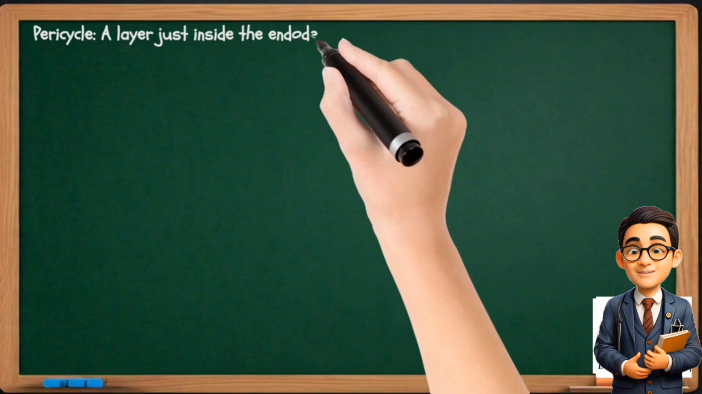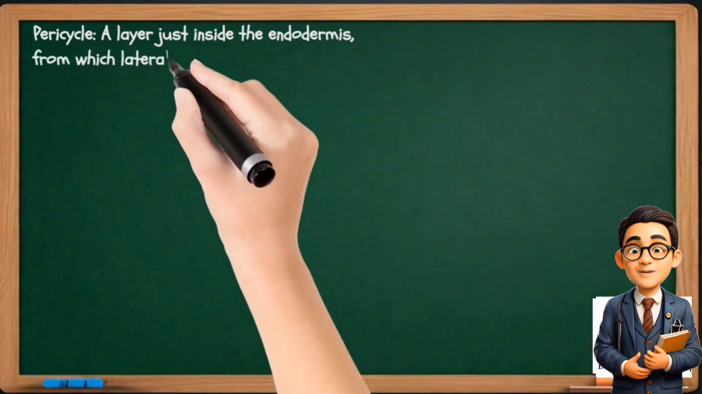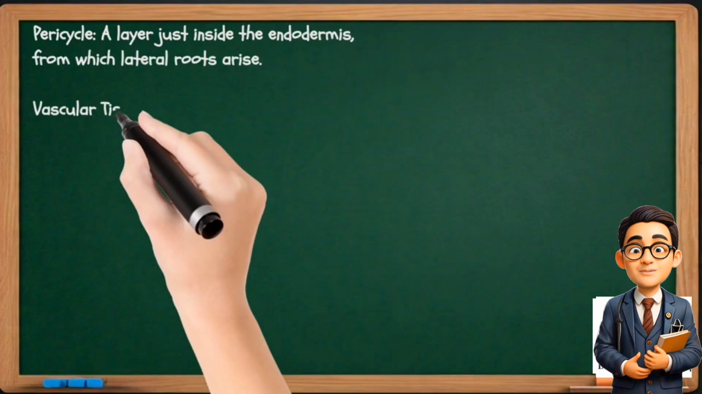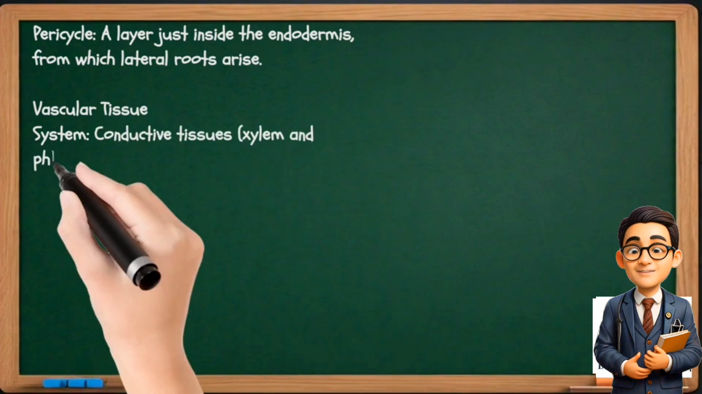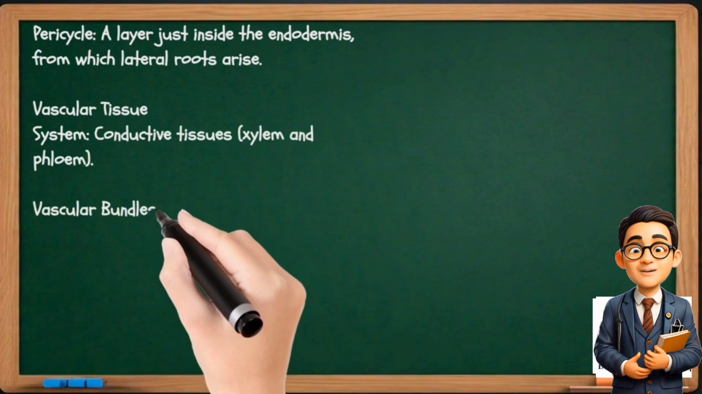Pericycle, a layer just inside the endodermis, from which lateral roots arise. Vascular tissue system, conductive tissues, xylem and phloem. Vascular bundles, arrangements of xylem and phloem.